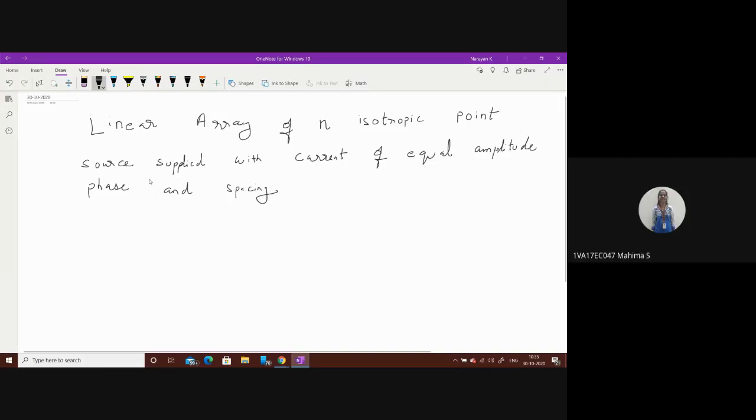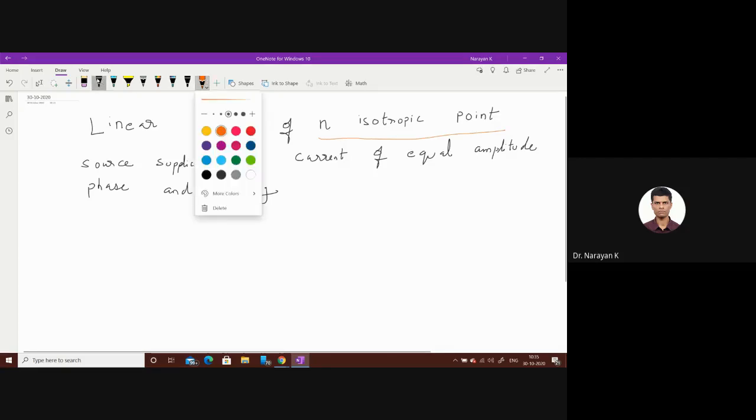Now, for the first time, we are doing n isotropic point sources. It is not 2 point sources. Now, the complexity increases. Please concentrate very hard in the class because these things are very important. If you are understanding in the class, you will get 90% of the marks. That is my guarantee. Otherwise, I will change my name to whatever name you suggest.